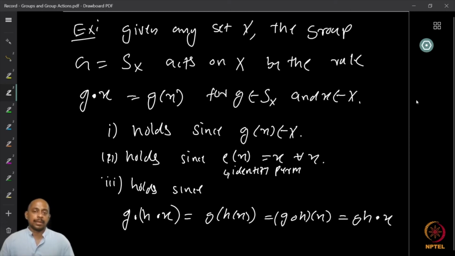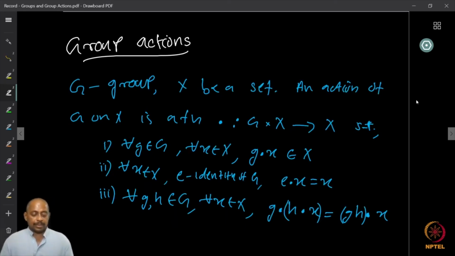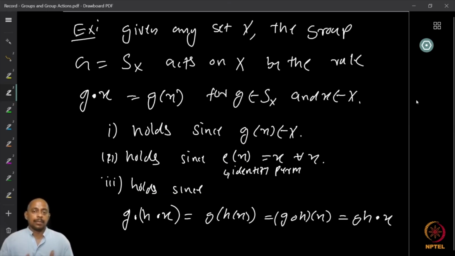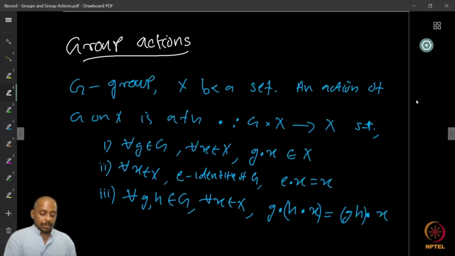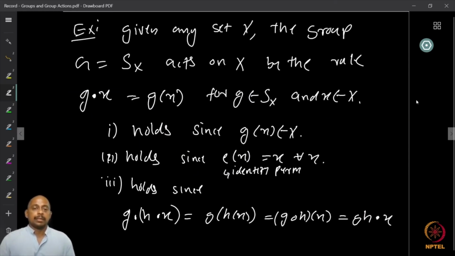So the first property says that we want for every G in G, for every X in X, G dot X must be in X. Now G of X belongs to X for any permutation G, and because of this, we have this first property, Gx belongs to X. Then the second property holds.